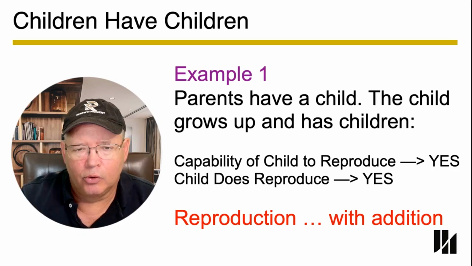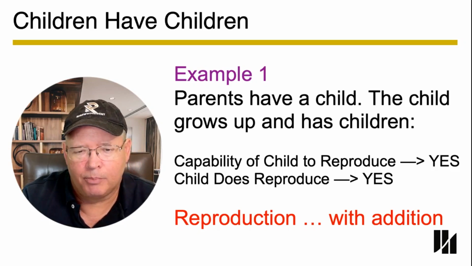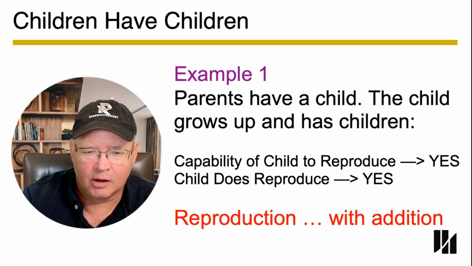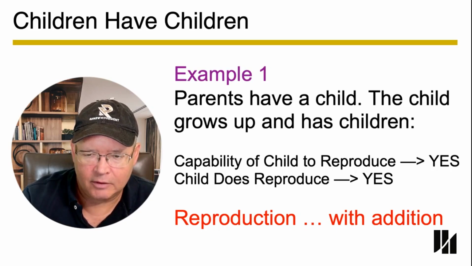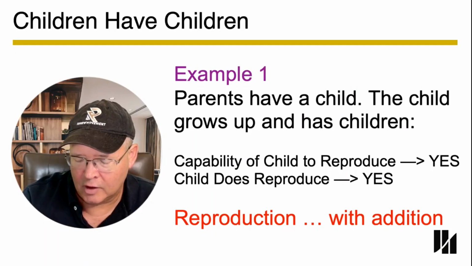Let's run through, using the family unit as an example, 3 examples. In my first example, a set of parents have a child. That child then grows up and has children. The question is, is that reproduction? First criteria, does that child have the capability to reproduce? Yes. Does that child reproduce? Yes. 2 yeses give us reproduction, and we get addition at the same time.